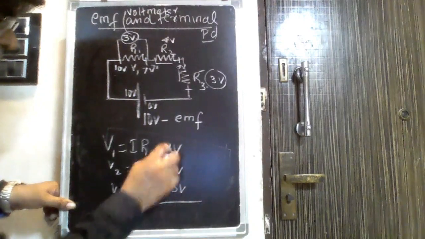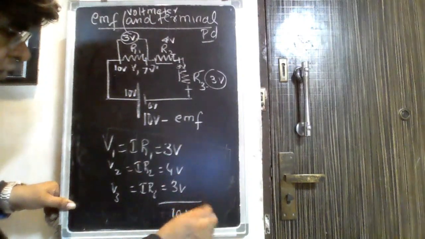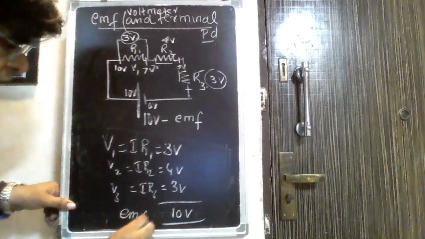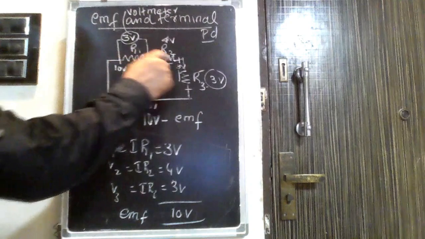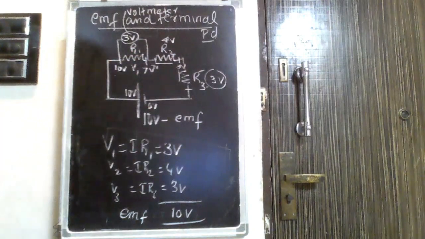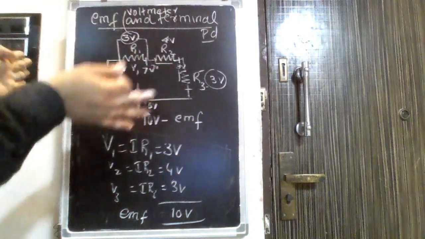When you add up 4 plus 3 plus this, it is 10. This is my EMF. So if I add all these voltages, now I should get the EMF. So the voltage drop in the resistors in total will give you the total battery voltage. So energy is not created, all the energy is used. This is the outside view, you say.